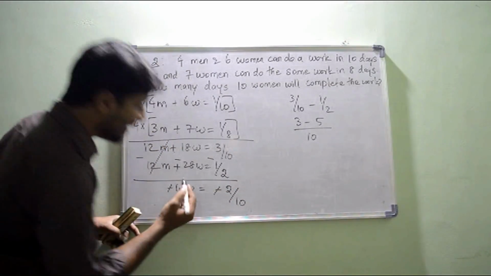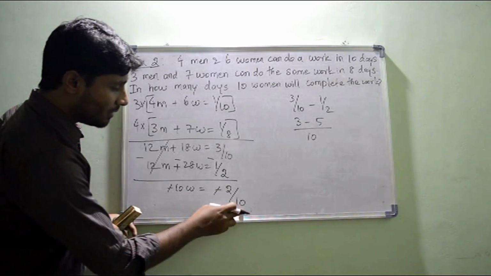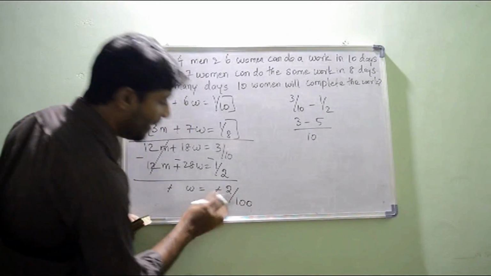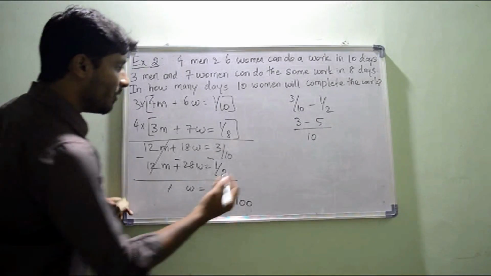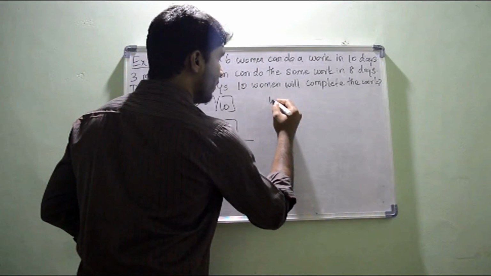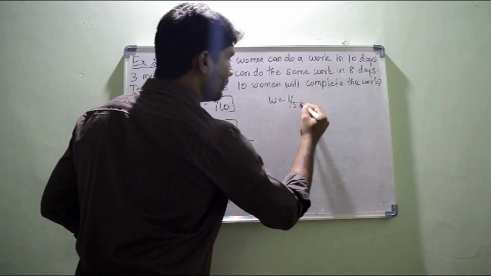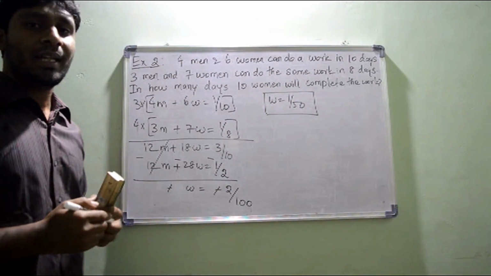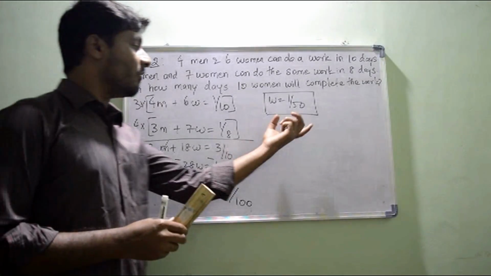Again minus minus will get cancelled. So 10 comes down, it becomes 100. Again 2 by 100 becomes 1 by 50. So the value of W is simply 1 by 50. So W equal to 1 by 50. This is the value of W. Women alone, the efficiency of a woman is 1 by 50th of the work.